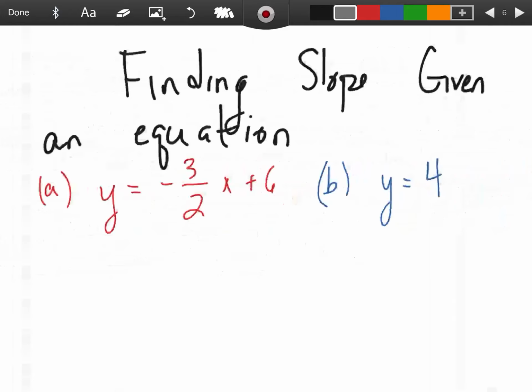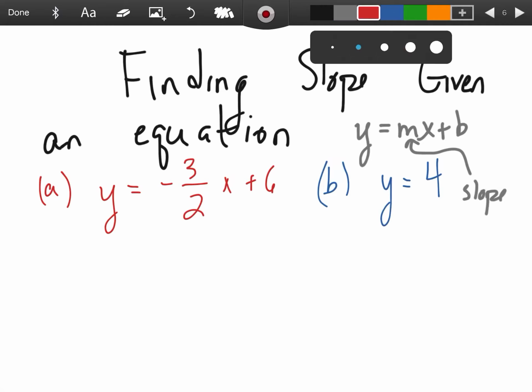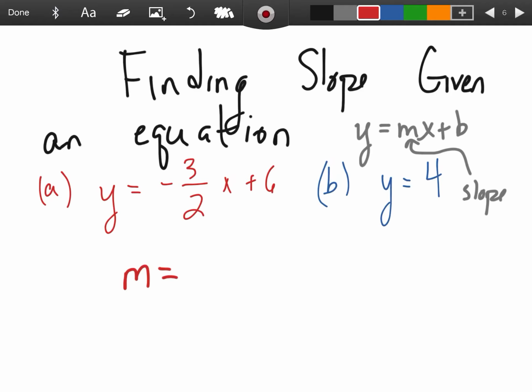And finally, let's just find slope given an equation of the line. Well, I know that our general equation of a line is y equals mx plus b, where this m is going to represent our slope. So in this first problem, problem A, we have y equals -3/2 times x plus 6. Well, my slope is clearly just that -3/2.